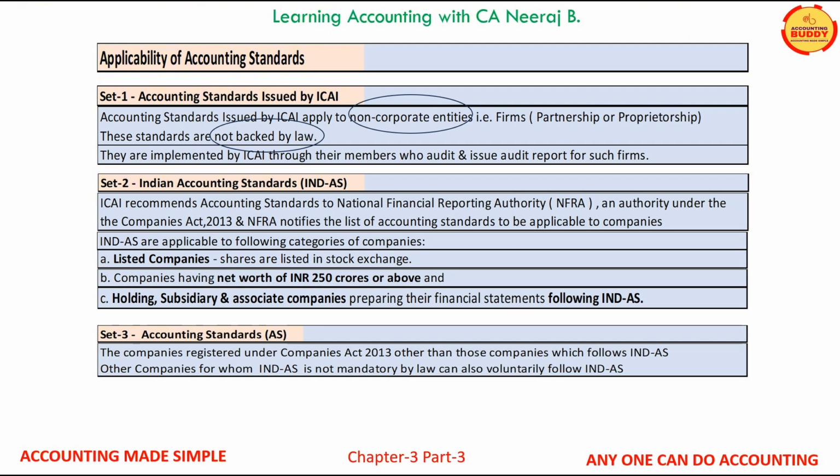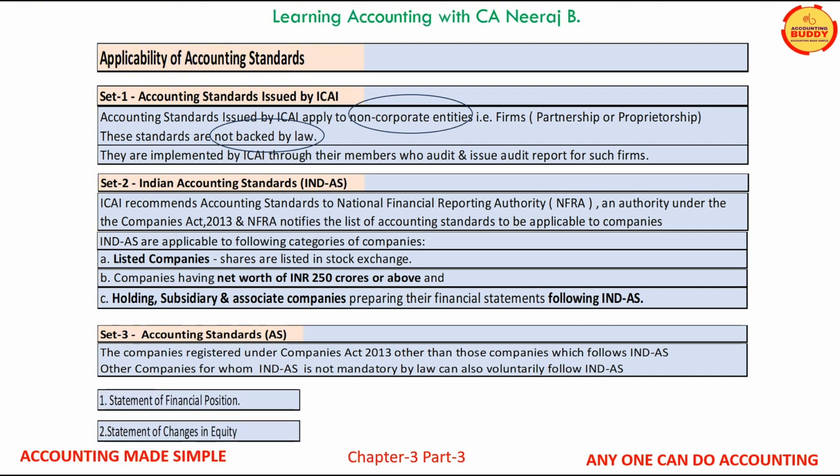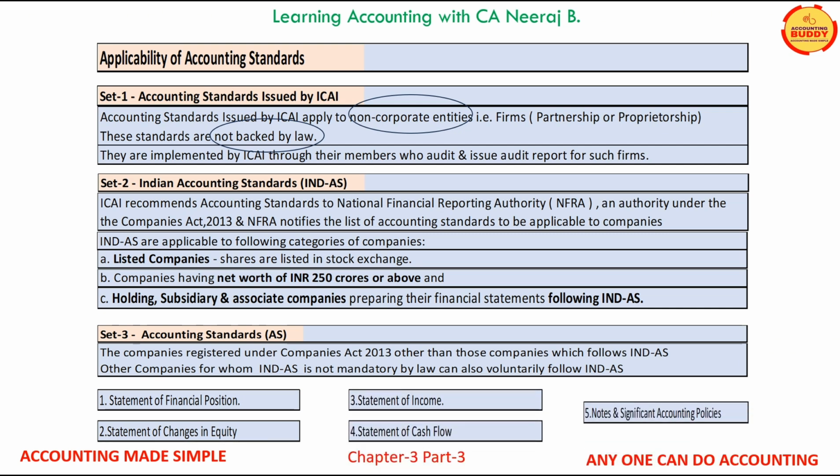Now the businesses are required to publish their financial statements in accordance to the accounting standards followed or applicable to them. Financial statements which are prepared are five. Number one, statement of financial position, statement of change in equity, statement of income, statement of cash flows, and the notes and significant accounting policies.